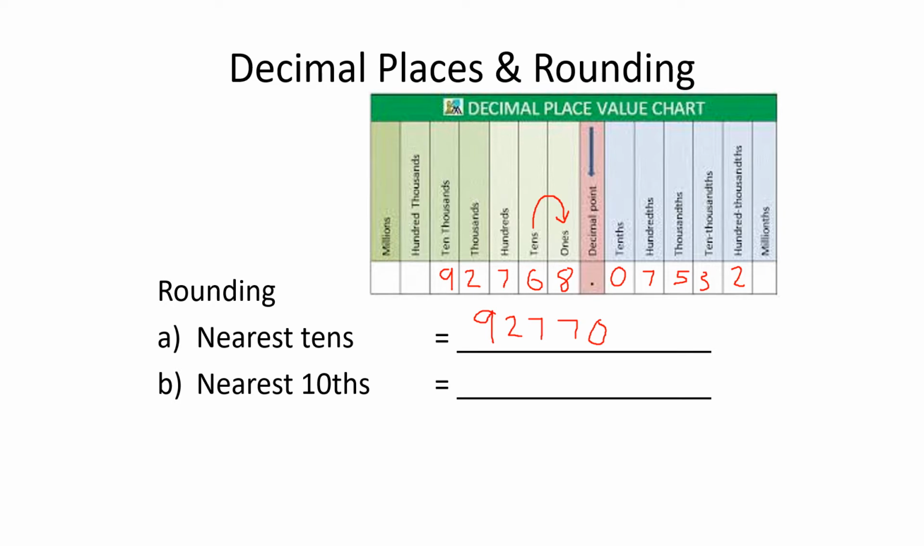Tenths. What digit is in the nearest tenths? 0. Here it is. So we've got to look to the right. The right is a 7. Do we round up or down? Up. So the number becomes 9, 2, 7, 6, 8, 1.